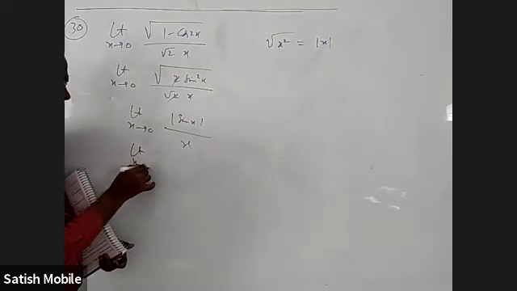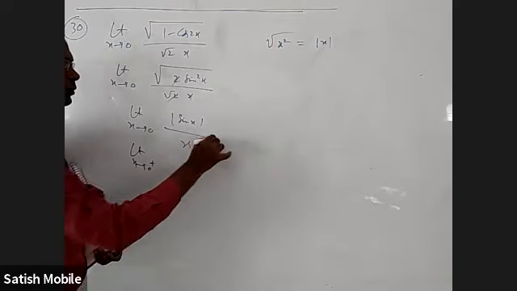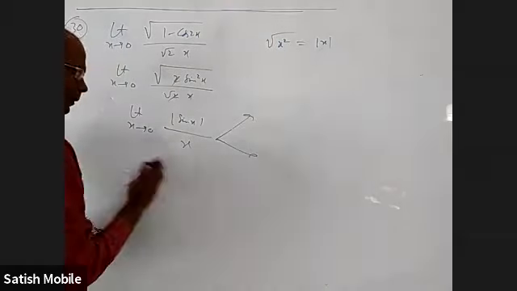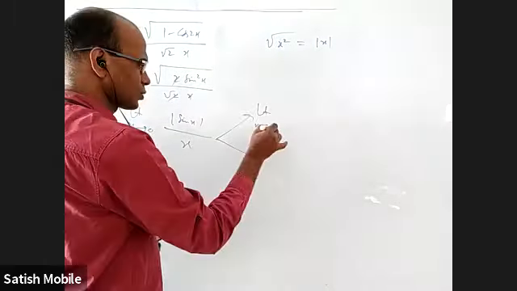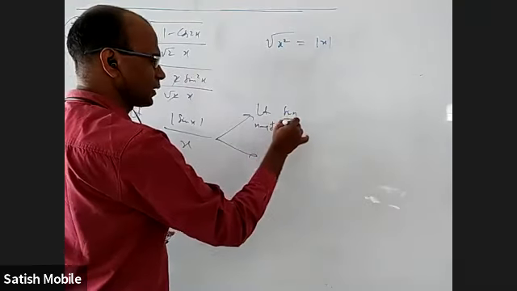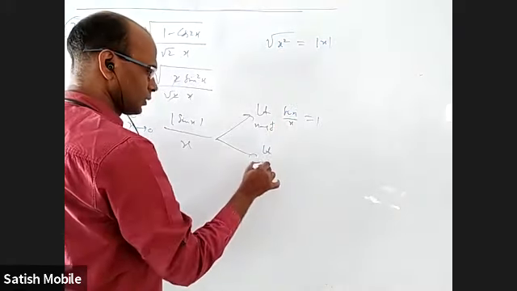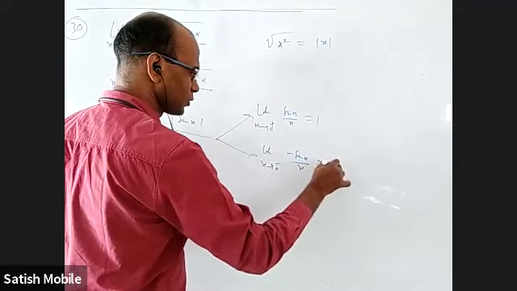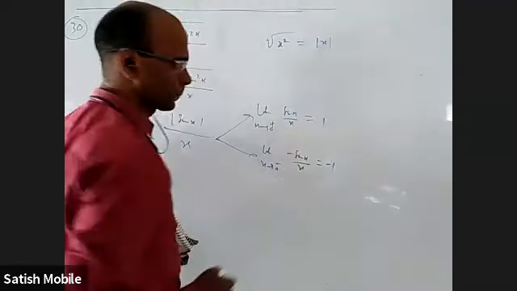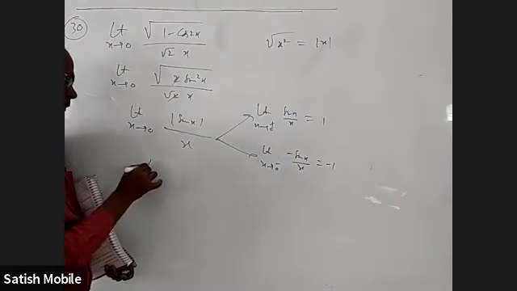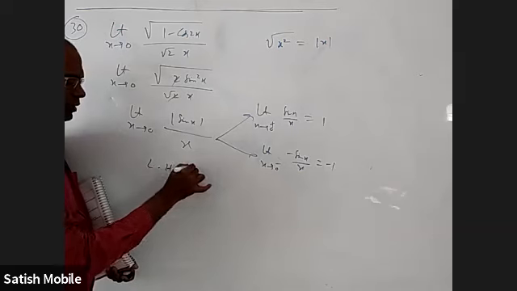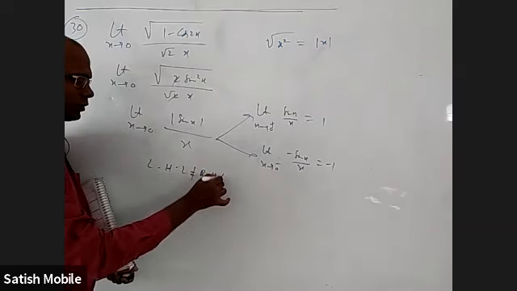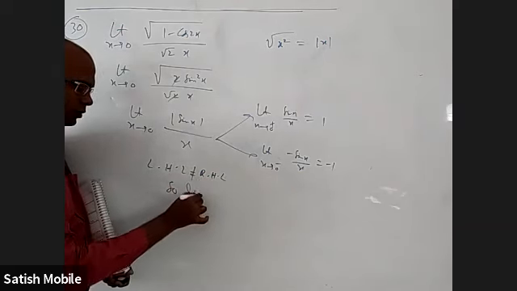Now, when you take the limit, it will become two things. Limit x tends to 0 plus, it will be sin x by x, which will be 1. Limit x tends to 0 minus, sin x by x equals minus 1. Left limit and right limit are different, so limit doesn't exist. Left hand limit is not equal to right hand limit, so limit doesn't exist.